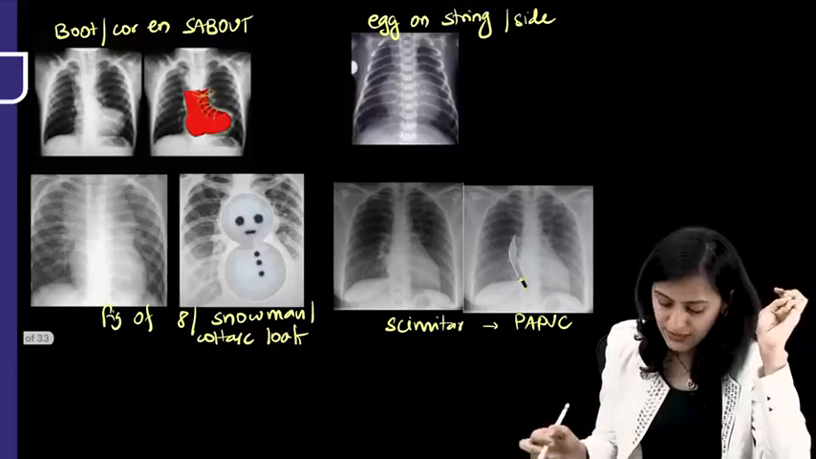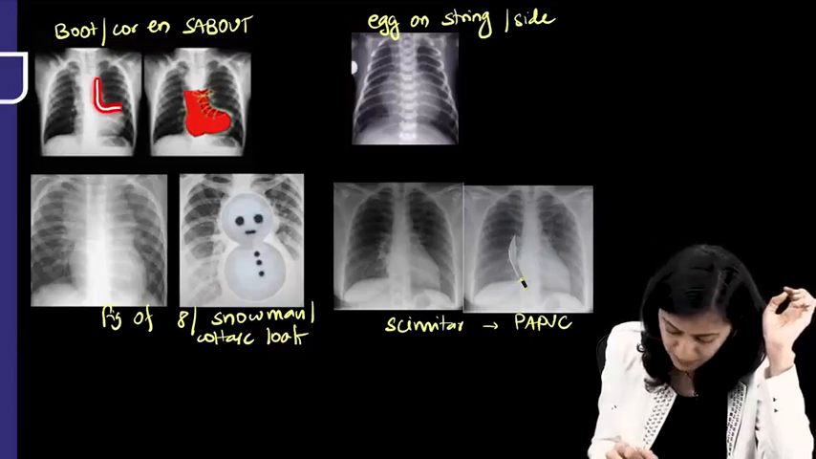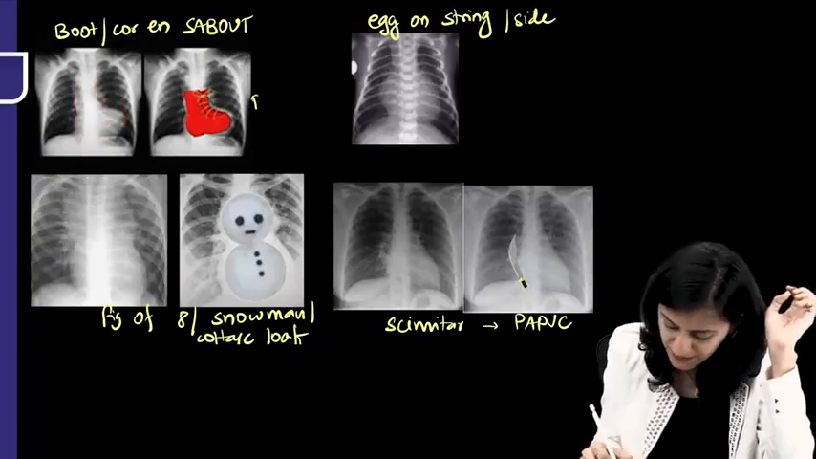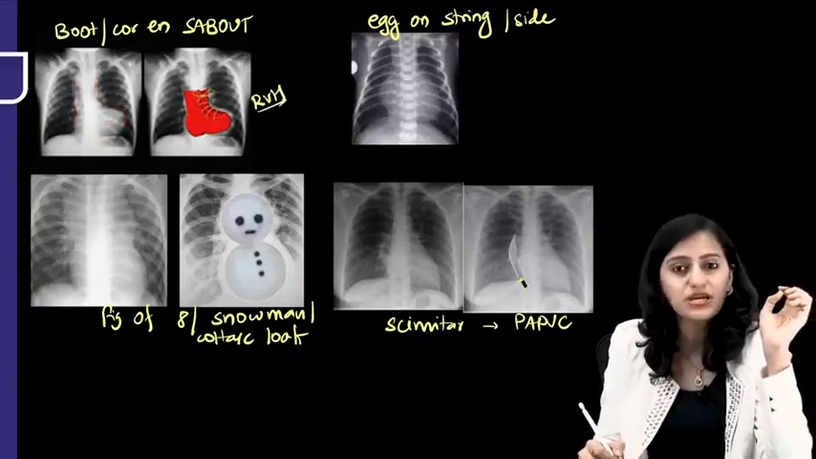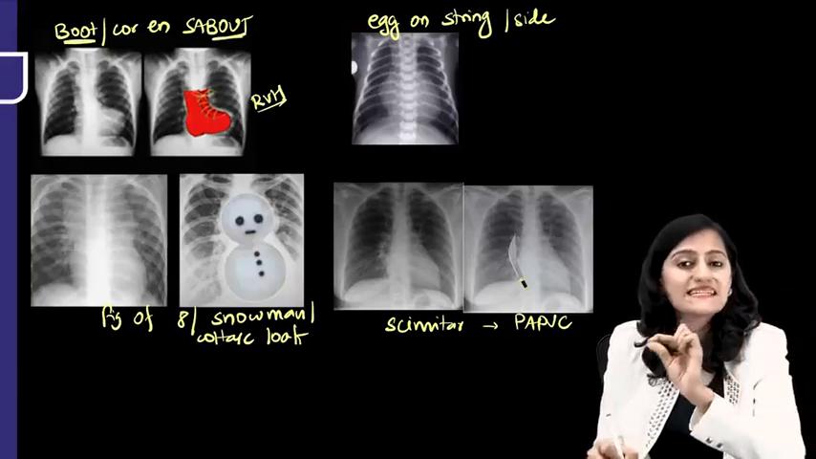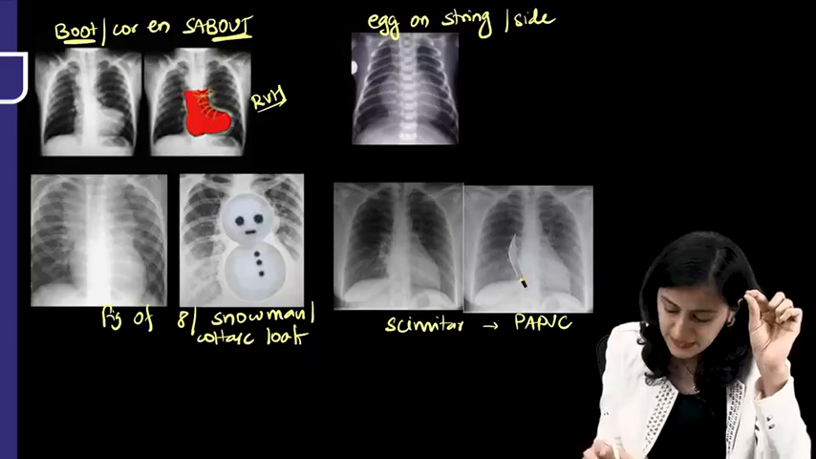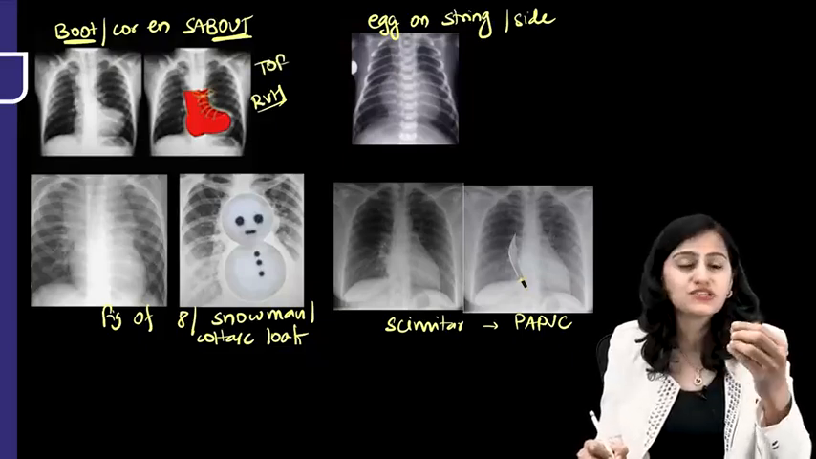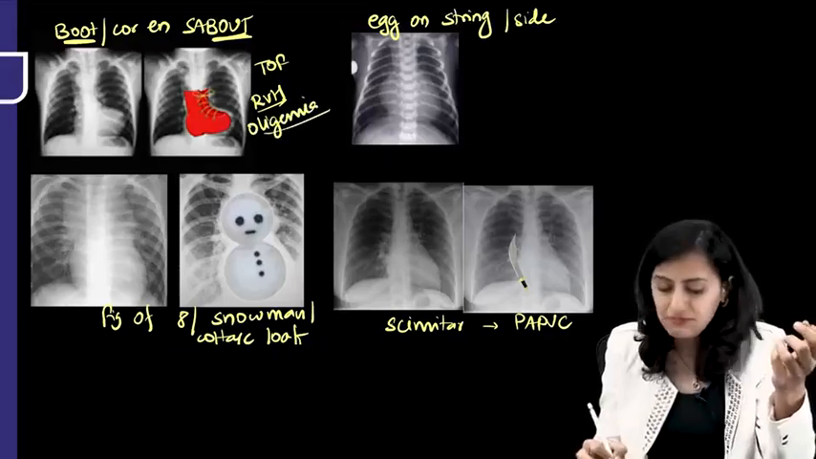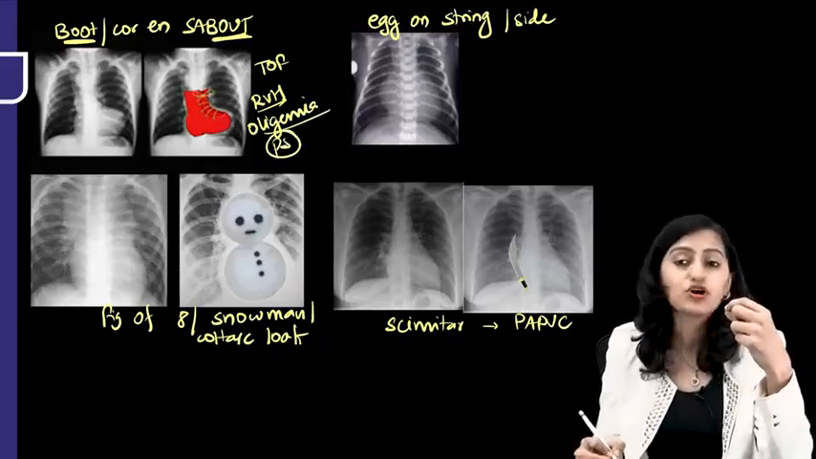So let's have a look at the images here. This is the boot-shaped heart, which is because of the RVH. Again, a previously asked question gives the boot-shaped heart. Boot is also called as Sabot, Coeur en Sabot. That is boot-shaped heart. Tetralogy of Fallot, RVH. And in tetralogy of Fallot, we have pulmonary oligemia because of pulmonary stenosis.